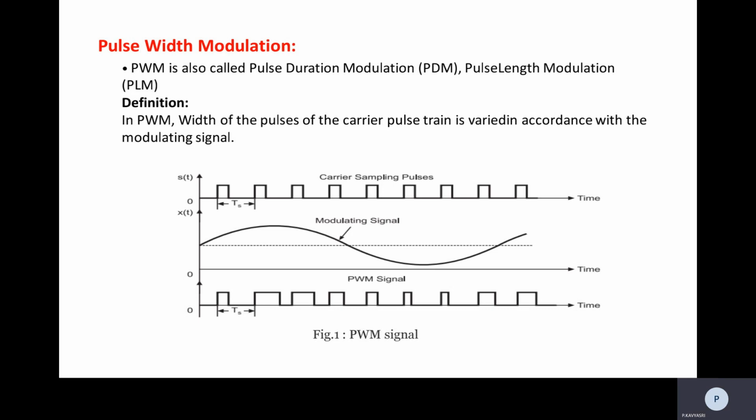If you observe the waveforms here, the first one represents the carrier signal, which is the sampling pulses. The second one is the modulating signal, also called the message signal. The last one is the PWM signal, the pulse width modulated signal. Here the width changes. If you observe the third waveform, the width of the pulses is different, depending upon the message signal and sampling pulses.